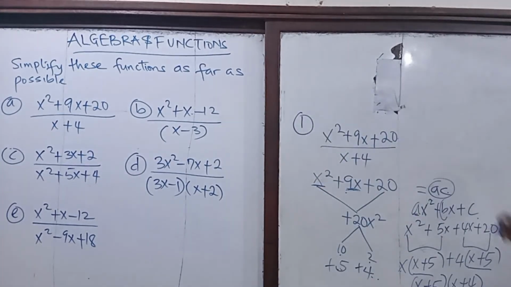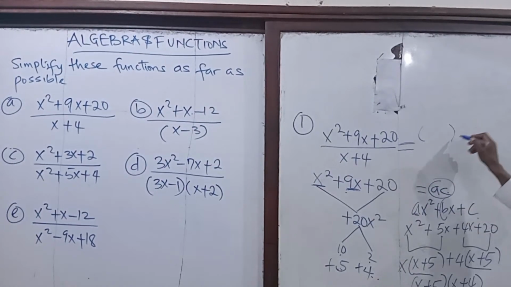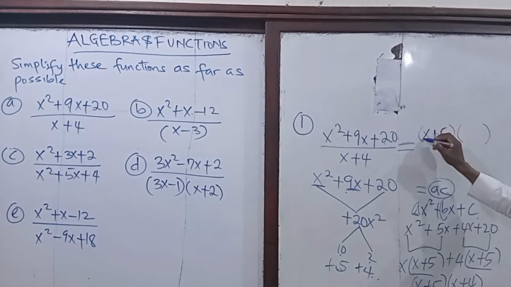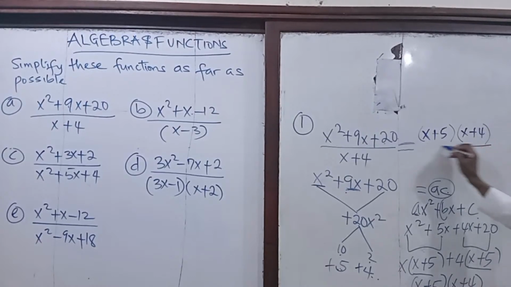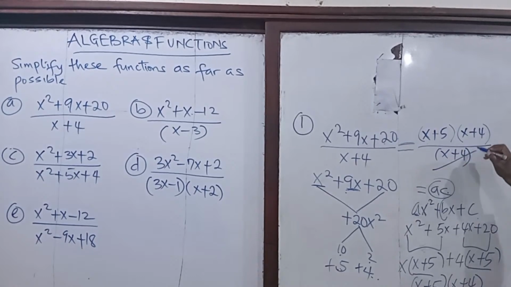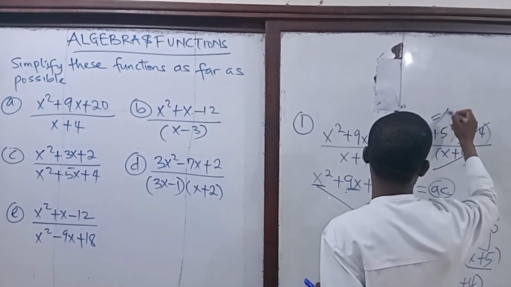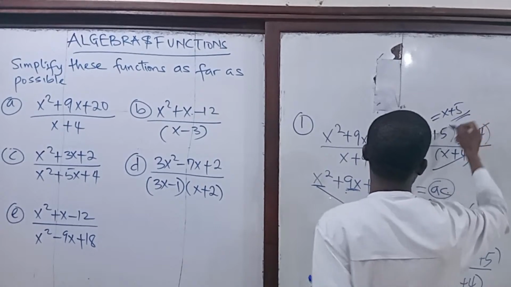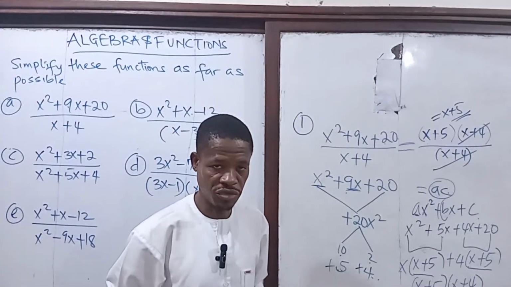Then you go back to your question: x plus 5 times x plus 4 for the quadratic expression, over x plus 4. So you realize that x plus 4 in the numerator and the denominator cancel, and that will give us the answer as x plus 5. And that ends the solution to the question.